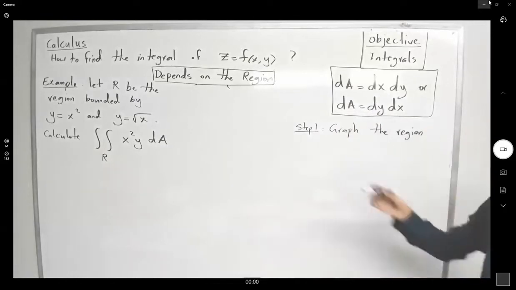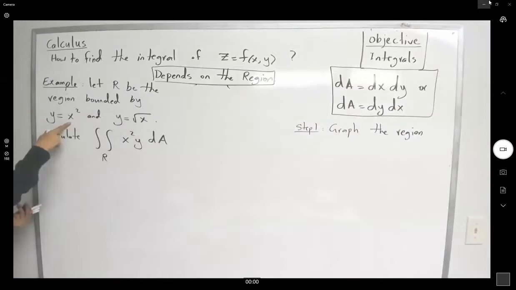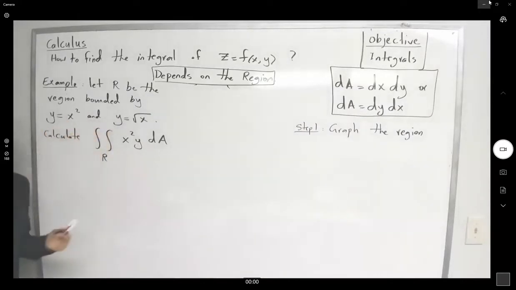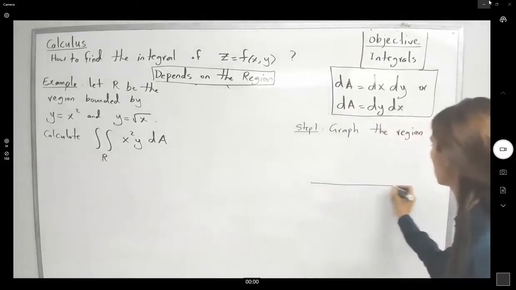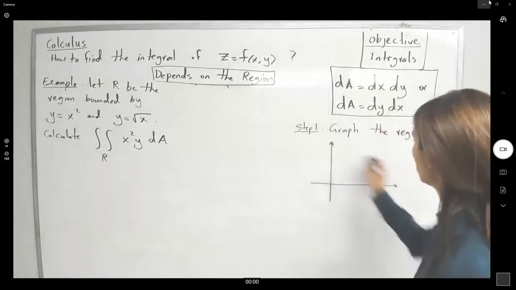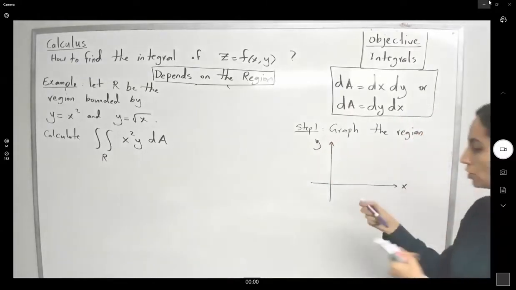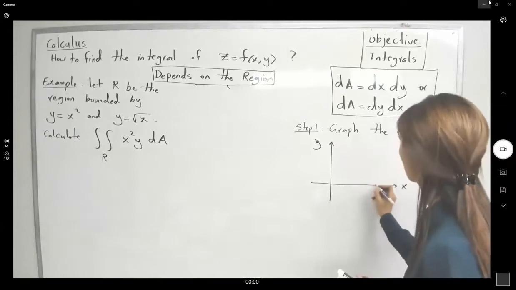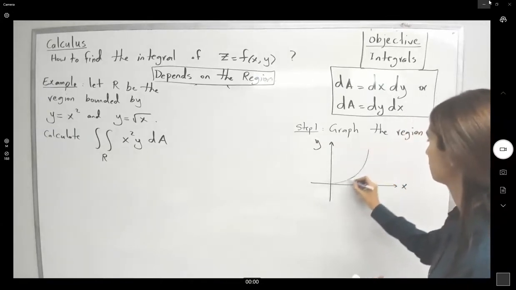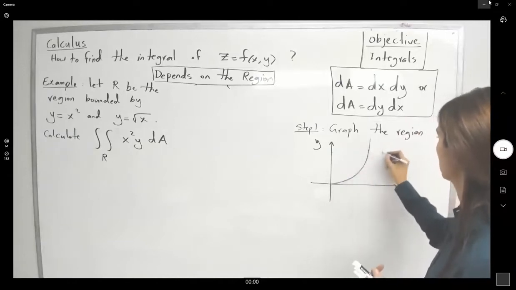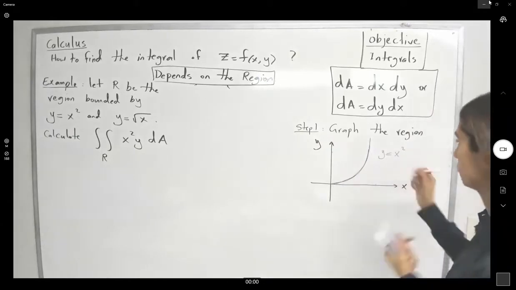Okay, it's not that hard. I know this is a quadratic function and this is a radical function. I already know how to graph these two. Well, okay, this is my x, this is my y. And let's use this guy here. This is my x squared. And this guy is my square root function.